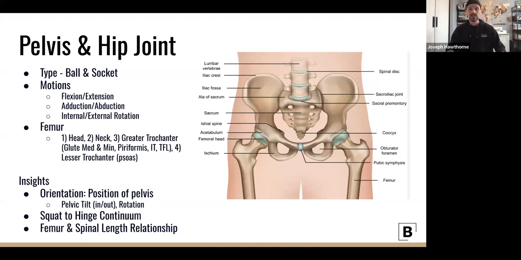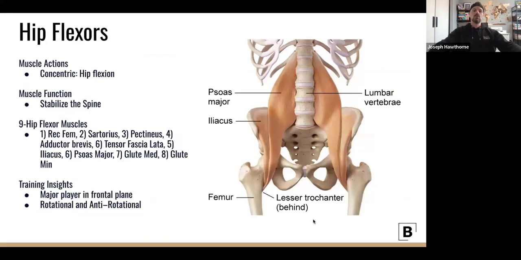That is how a squat ultimately is going to present the safest from a stability point of that lower lumbar spine and position of the knees, okay? Okay. Hip flexors. So again, you've got nine.